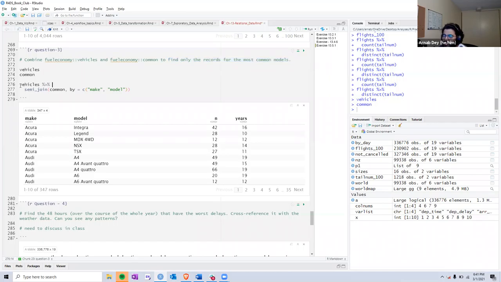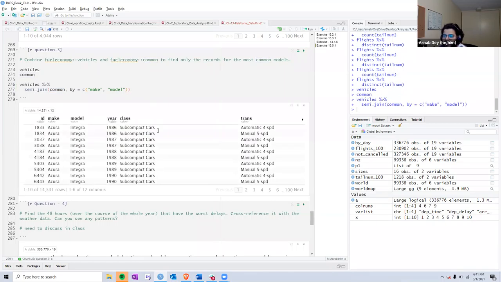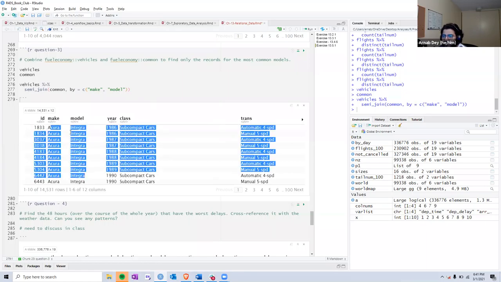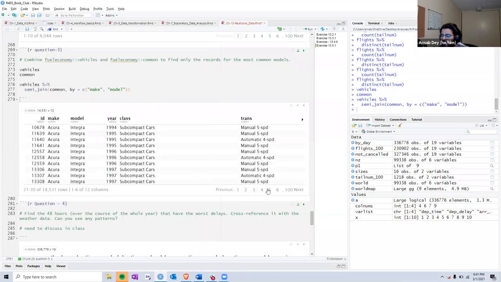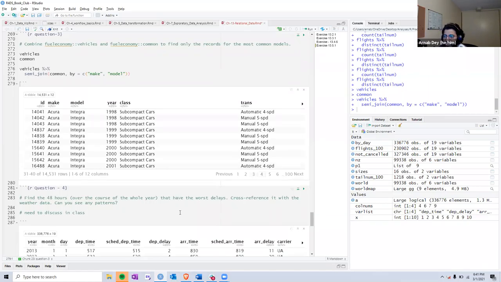So we use a semi join here as well between vehicles and common, and use both the make and the model as keys. That gives us something like this, where for each of the makes, we have only the rows corresponding to the most common models.